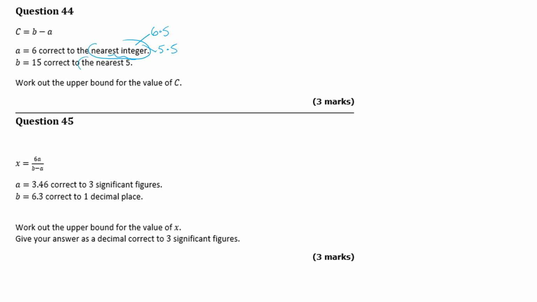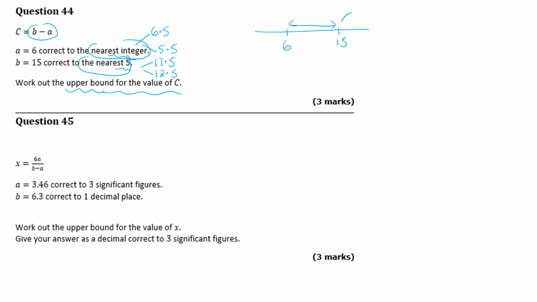Now, rounded to the nearest 5, you half whatever this is, which is 2.5. The upper bound is going to be 17.5 and the lower bound is going to be 12.5. Now, we want to find the upper bound for c. If you think about c, it's going to be this takeaway. The b is going to be the 15 and the a is the 6. When we take them away, we want this gap to be at its highest, the upper bound.